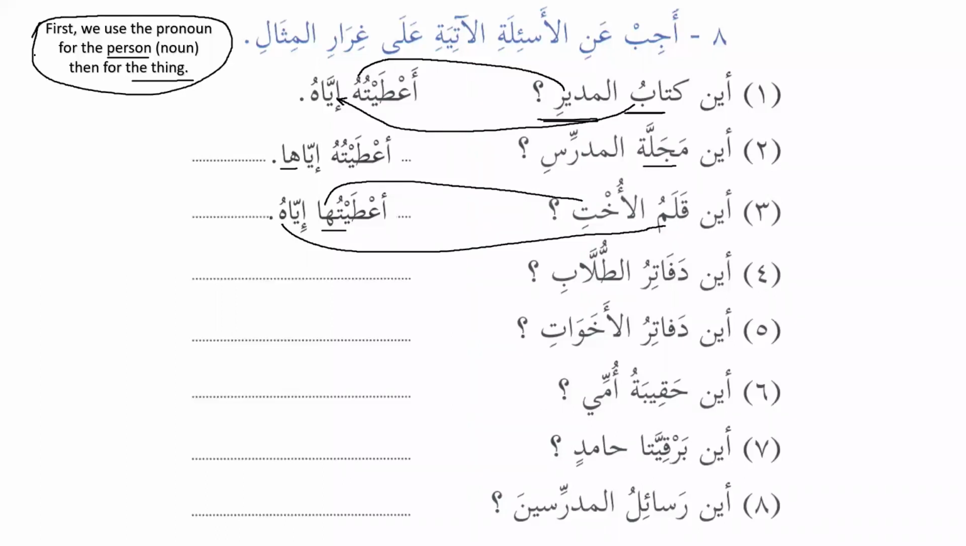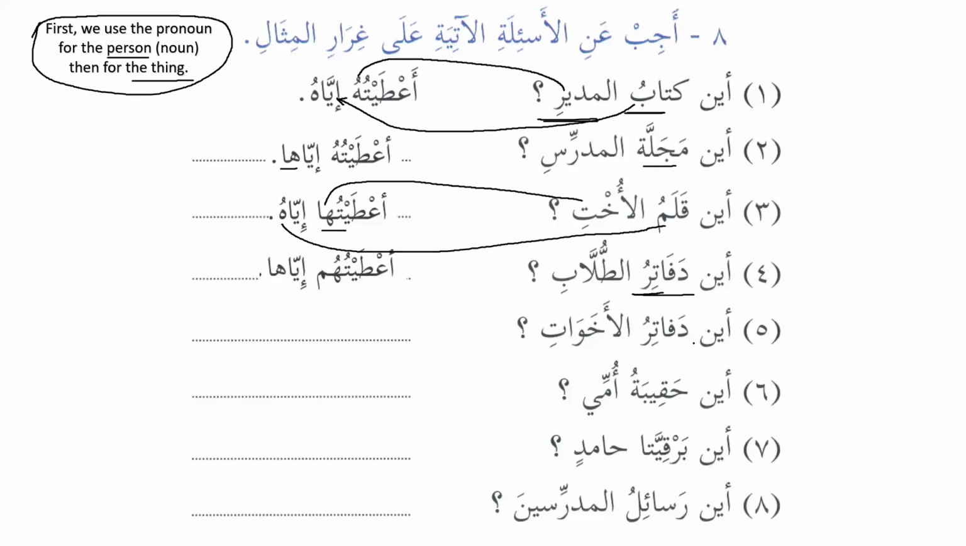Yes, next one, please. أين دفاتر الطلاب? أعطيتهم إياها. Very good. Okay, dafatir is the plural of daftar, right? So it will be feminine. So أعطيتهم إياها. I gave it to them.